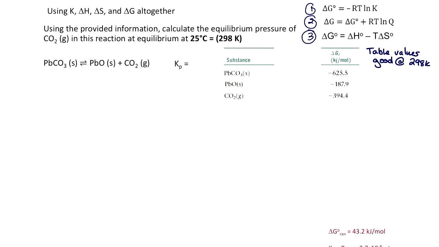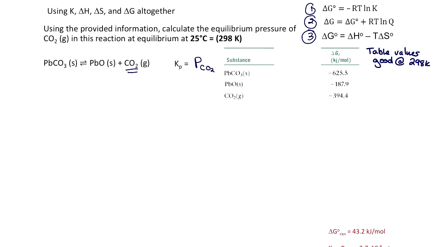So let's remember how to write a K expression. It's products over reactants, but only things that are gases or only things that have concentrations. So simply, the K expression for this reaction is equal to the pressure of CO2 in this vessel. And that is it, because the only thing that is a gas in this reaction is CO2, and it's on the product side. Everything else is a solid.